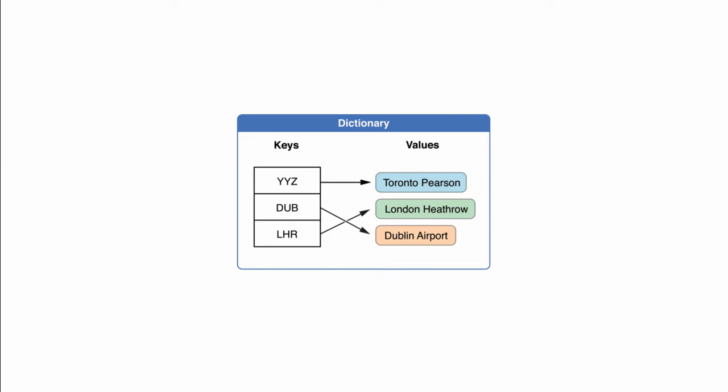But those values we would pull out by asking our dictionary, I have this key called DUB, what does that mean? What's the value of it? And our dictionary would produce the value associated with that key. Now, keys are of one type and values are of another type. In this case, keys would be strings, values would be strings. Sometimes your keys could be integers and your values could be strings, or the other way around.